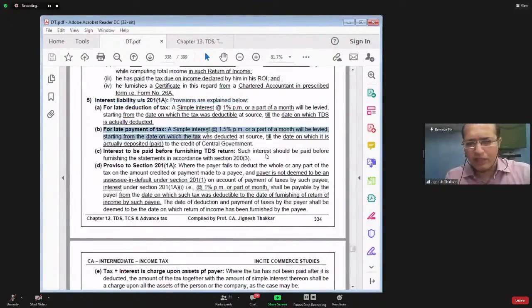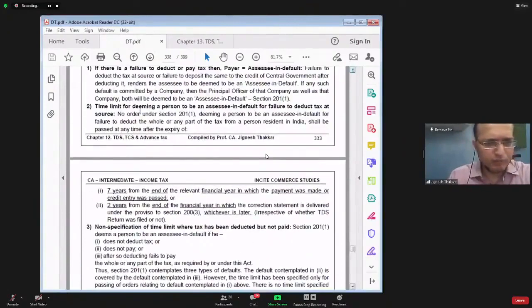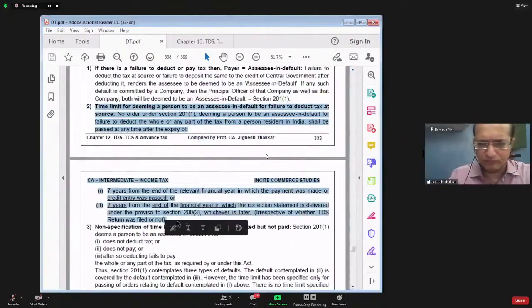Point number B, Rizwan: if the TDS is not paid to the government, then interest is levied. At what rate will interest be levied? Interest will be levied at the rate of 1.5% per month or part of the month. From which date to which date? From the date on which tax was actually deducted. Point 2. Point 2 means this one.